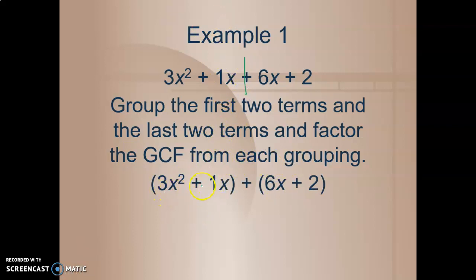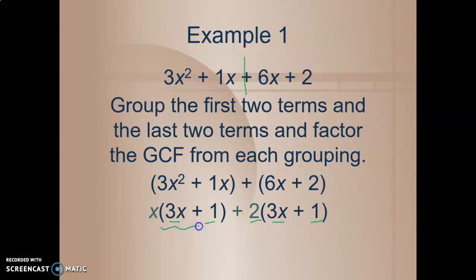3x squared and 1x have a greatest common factor of x, so I'm going to factor that out. That leaves me 3x plus 1. I should always have a binomial left here. Don't drop that 1. You still need it. And then 6x plus 2, the greatest common factor is 2, which leaves me with a 3x and a 1.